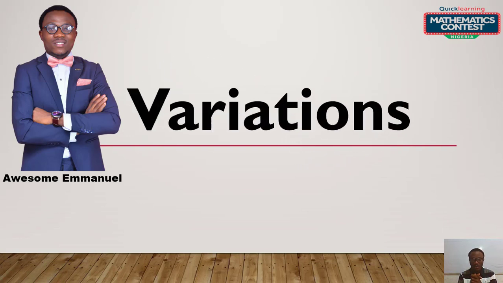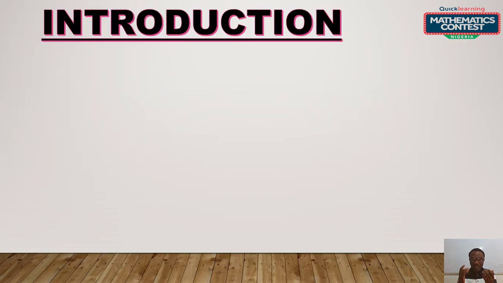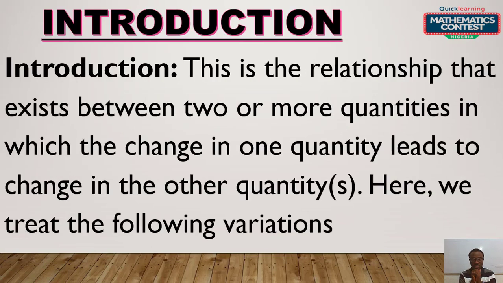Like I said, the topic before us is variations, and let's lay some foundations and basics before we continue. A quick recap: what is variation? Variation is a mathematical concept that has to do with change or relationship, between two or more quantities. Let's go through the theoretical background on the screen. When we talk about variation, it is the relationship between two or more quantities in which the change in one quantity leads to the change in the other quantity.